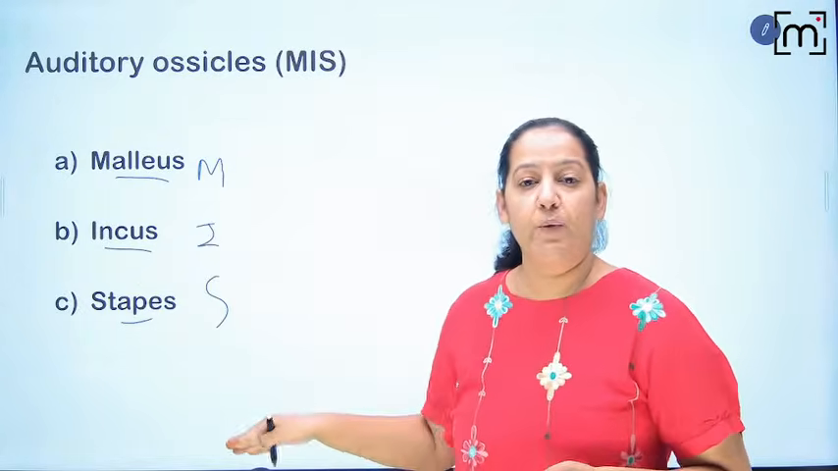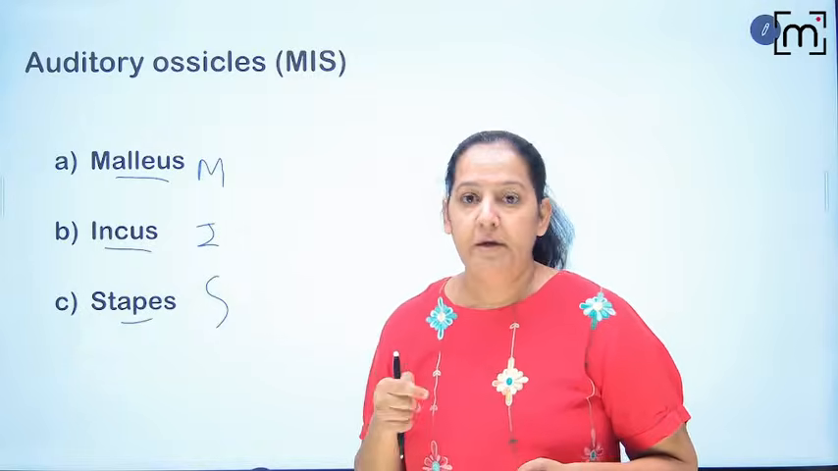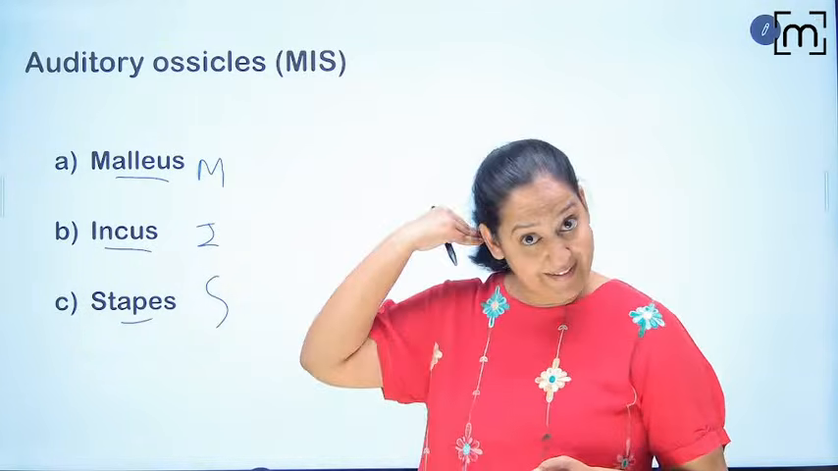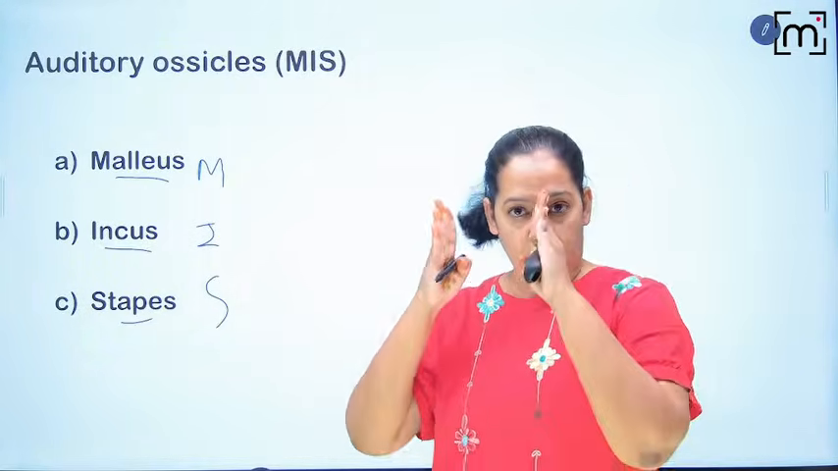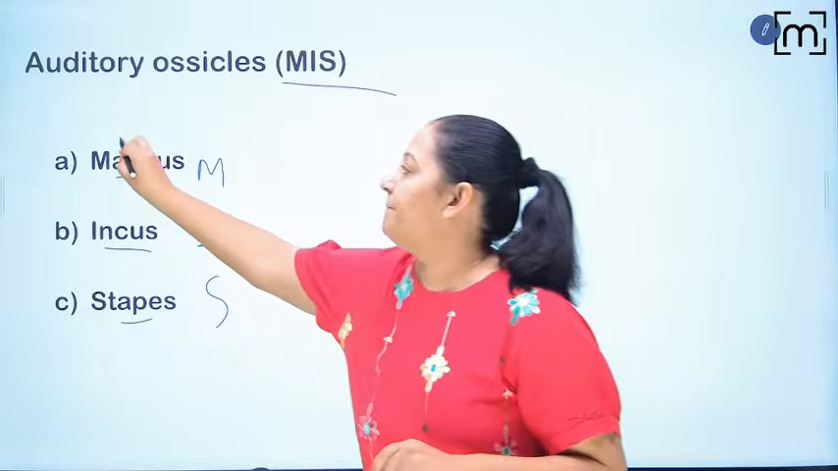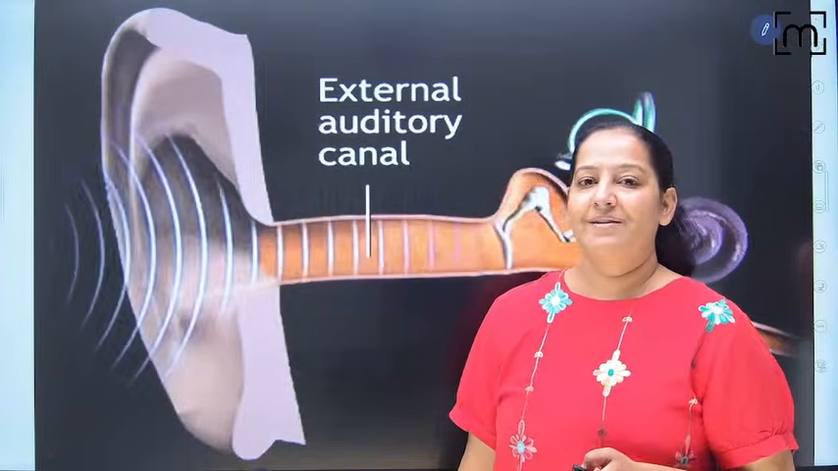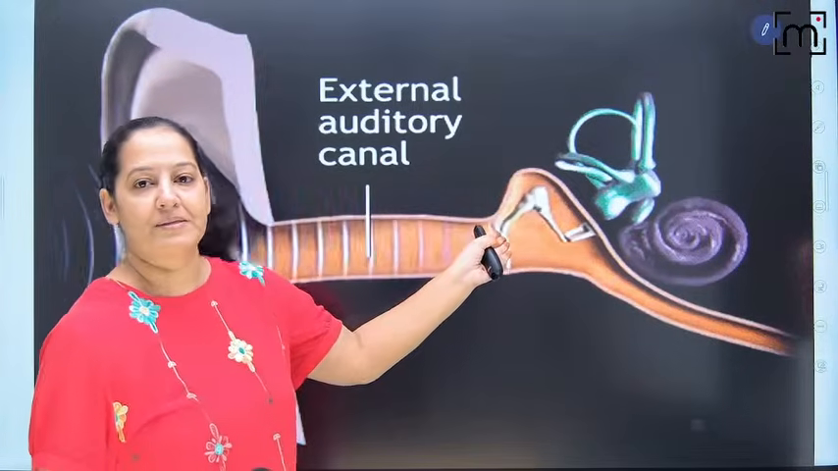M-I-S. In this sequence, from lateral to medial, bahar se andar ki taraf, from lateral towards the inner side to medial. This is the sequence. M-I-S. Learn the sequence. Malleus, Incus, Stapes. Got it? So these are the three ossicles.